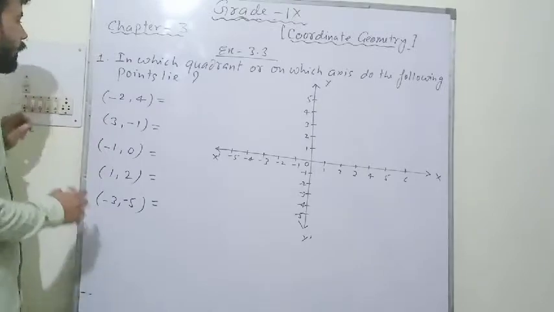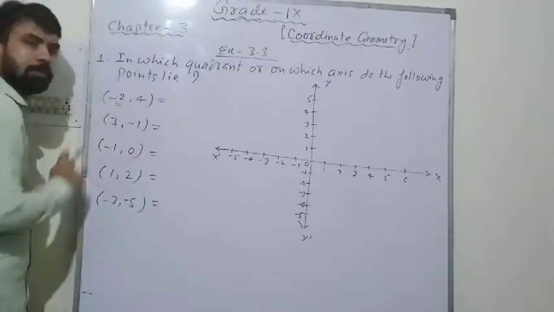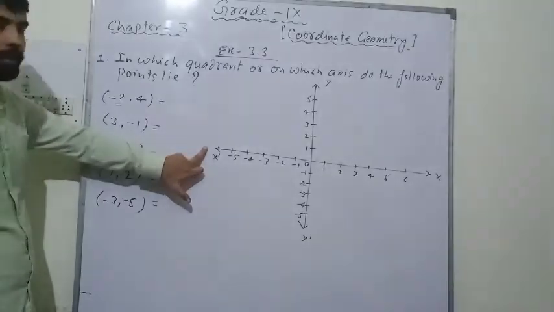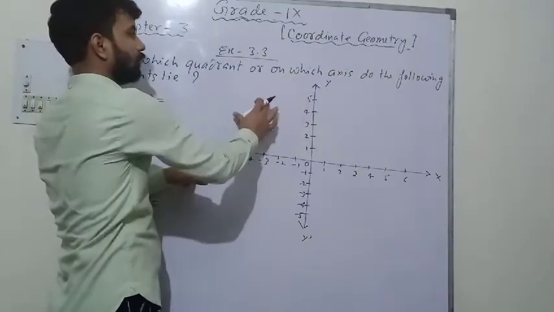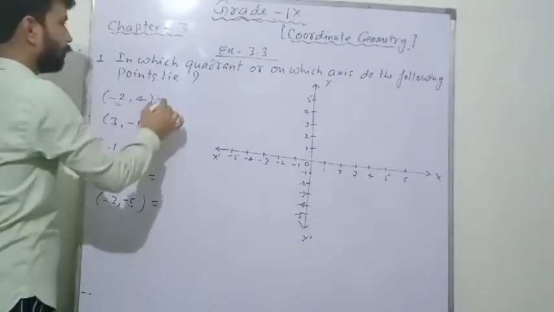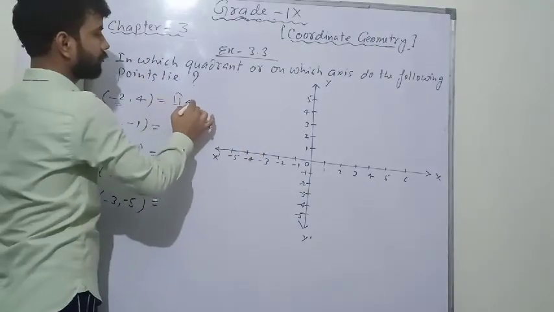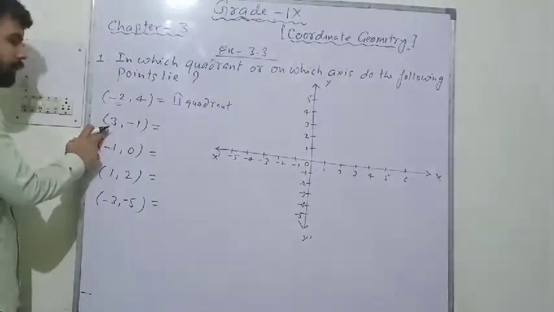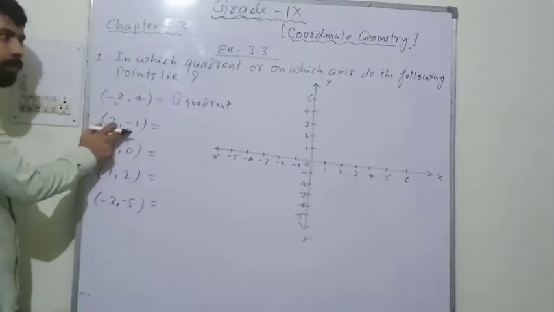So see, here x is negative, y is positive. So x is negative, this is this axis, and y is positive, this one. So where will it lie? In the second quadrant. This is second now. So we have to write here second quadrant.